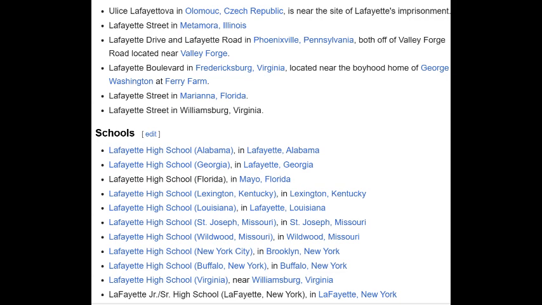Next, we have schools: Lafayette High School, Alabama; Lafayette High School, Georgia; Lafayette High School, Florida; Lafayette High School, Lexington, Kentucky; Lafayette High School, Louisiana; Lafayette High School, St. Joseph, Missouri; Lafayette High School, Wildwood, Missouri; Lafayette High School, New York City; Lafayette High School, Buffalo, New York; Lafayette High School, Virginia; and Lafayette Junior and Senior High School, Lafayette, New York.